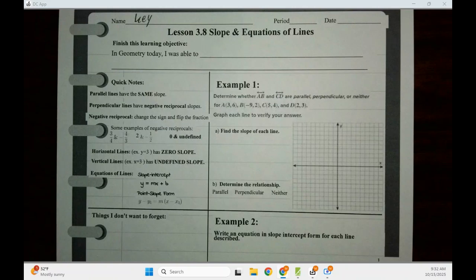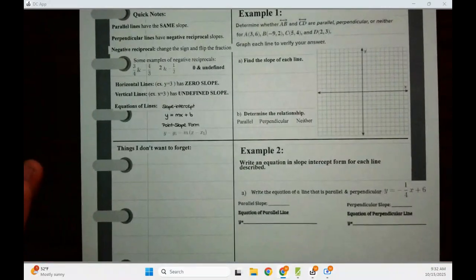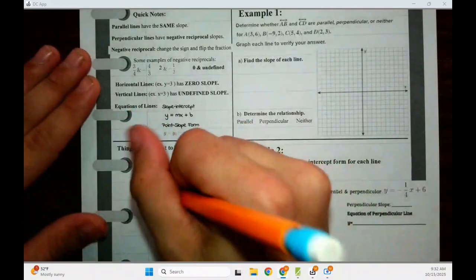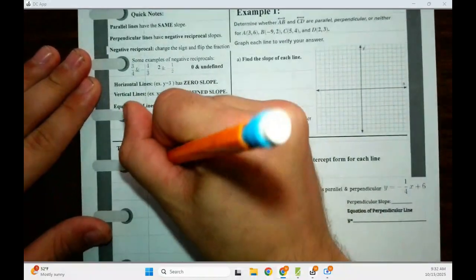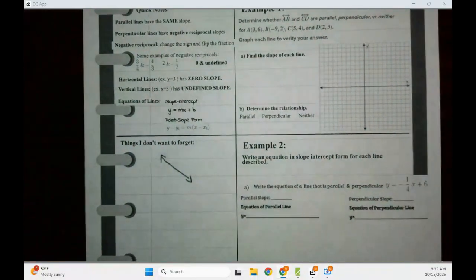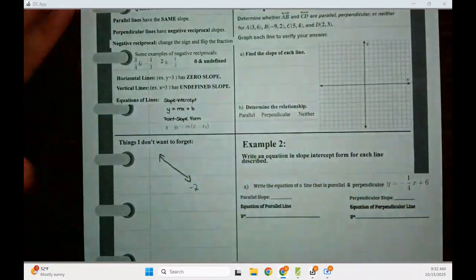Okay, so let's dig into this a little bit. At the bottom left, that's where I want to start. It's the things I don't want to forget, just some space for us to draw a little bit, okay? Here was the situation. When we drew that first line, it had that slope of -2. It looked kind of like that. Wouldn't you agree? And we knew that the slope of that was -2.